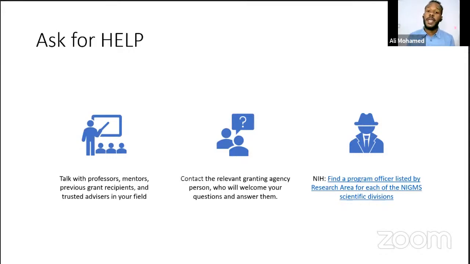In fact, many grant agencies offer you an officer's advice who is specialized in specific research area that is of interest to you. So you can use help from there.